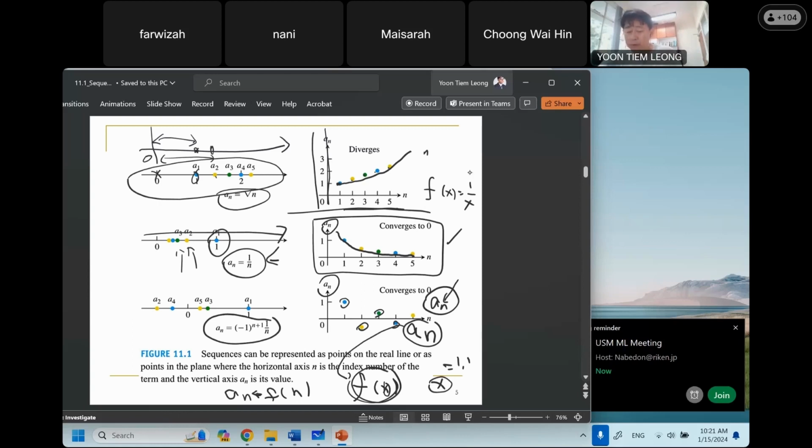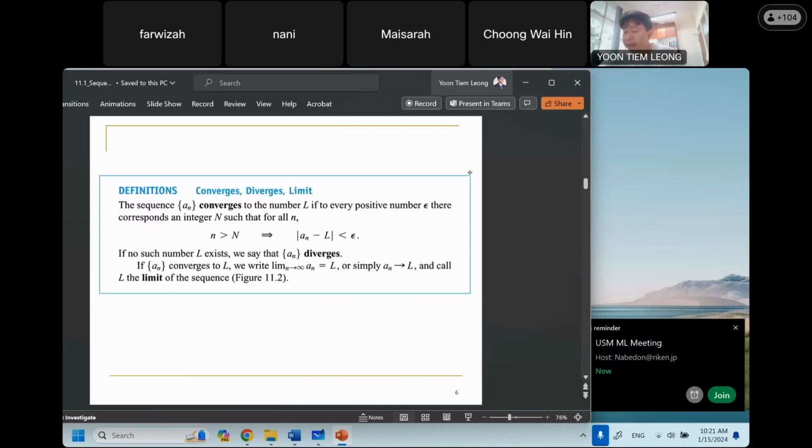Up to this point of page 5, we have just gone through a few examples of sequences. But the idea here is to let you realize that if you are given a sequence an, you can talk about the convergence of a sequence.